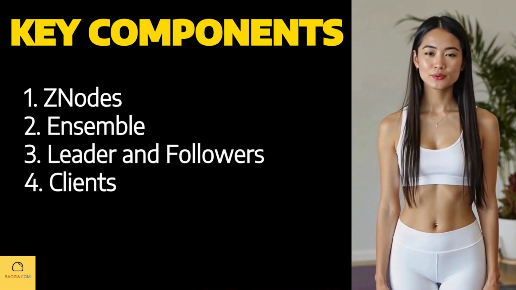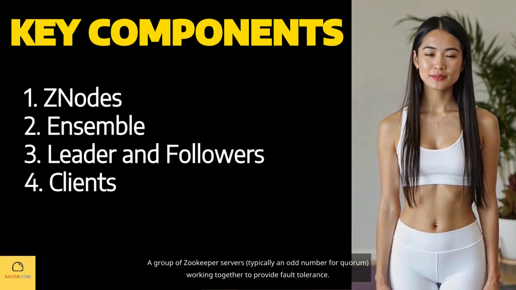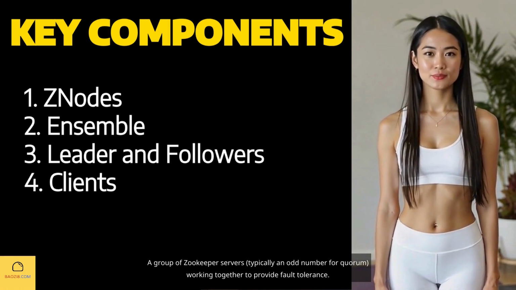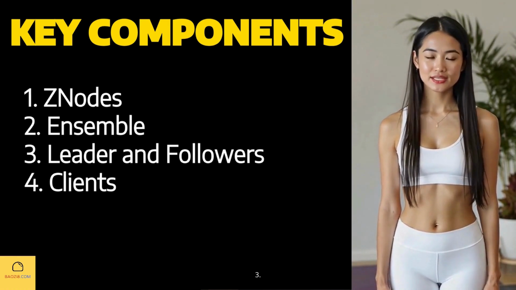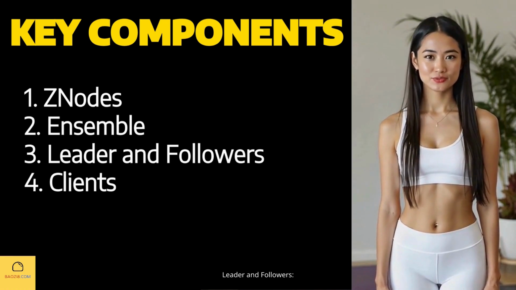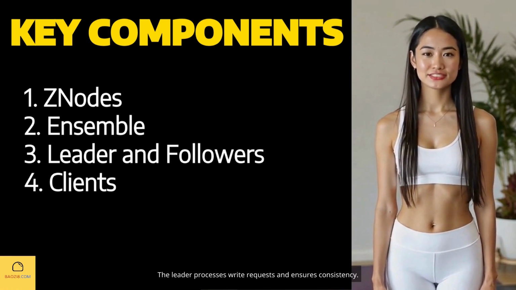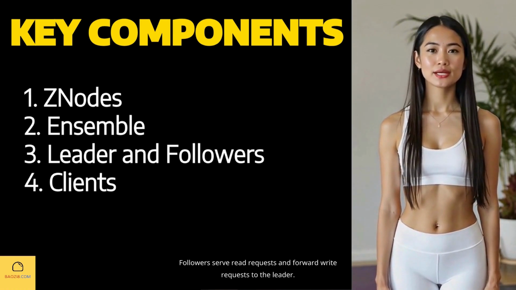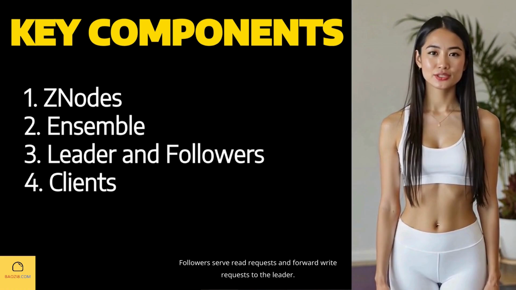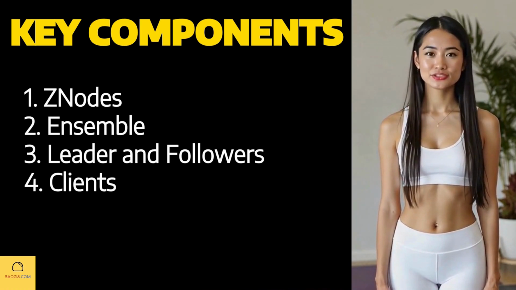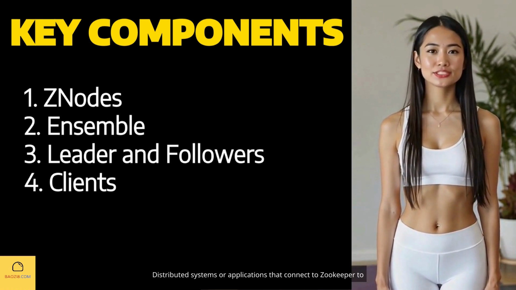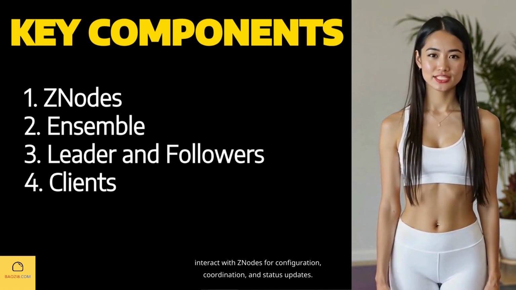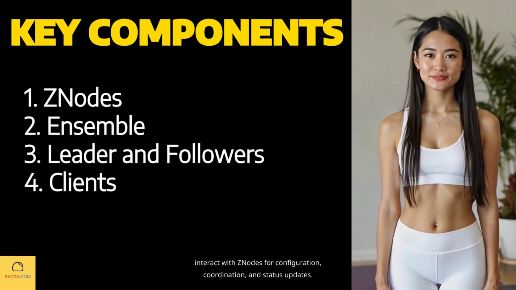2. Ensemble, a group of Zookeeper servers, typically an odd number for quorum, working together to provide fault tolerance. One server acts as the leader, others are followers. 3. Leader and followers. The leader processes write requests and ensures consistency. Followers serve read requests and forward write requests to the leader. 4. Clients. Distributed systems or applications that connect to Zookeeper to interact with Z-nodes for configuration, coordination, and status updates.